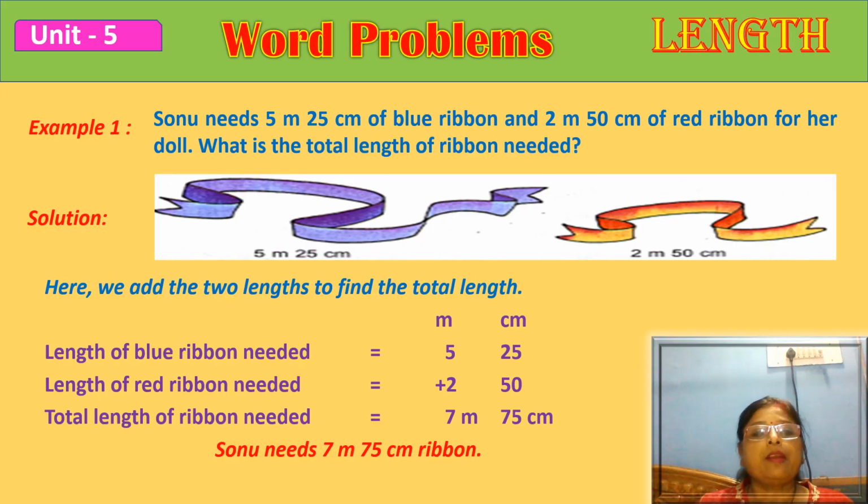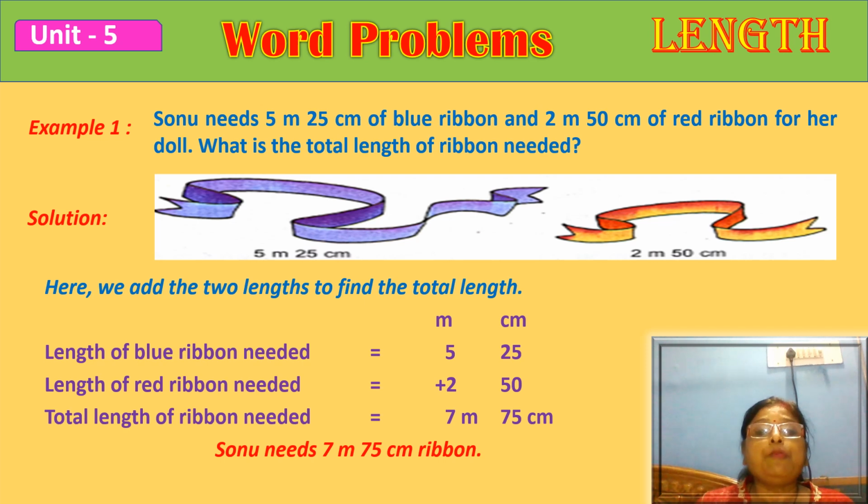My dear students, it is just unit 5. What problems are there? We will first start with the example, then we will solve the rest of the questions. Your first example is: Sonu needs 5 meter 25 centimeter of blue ribbon and 2 meter 50 centimeter of red ribbon for her doll. What is the total length of ribbon needed? Here in the picture you can see that the length of the blue ribbon is greater than the red ribbon. So we will start the solution.